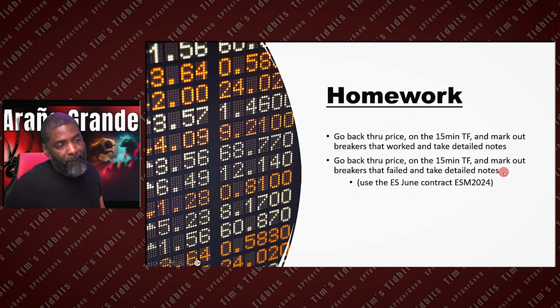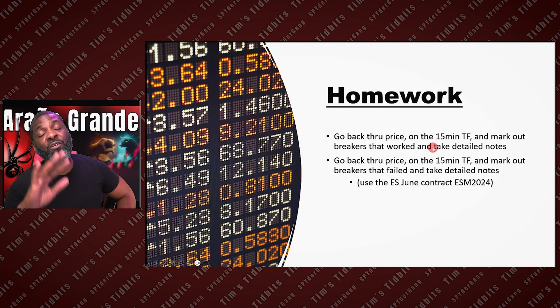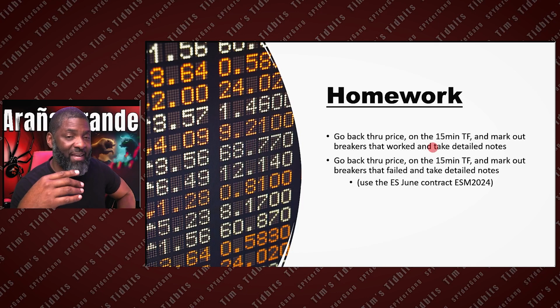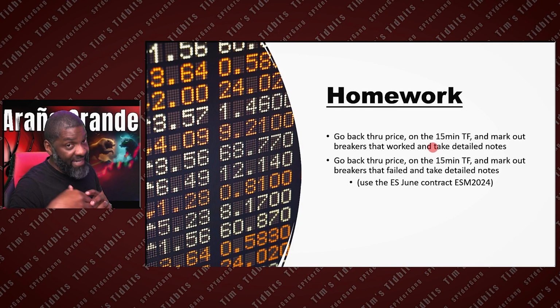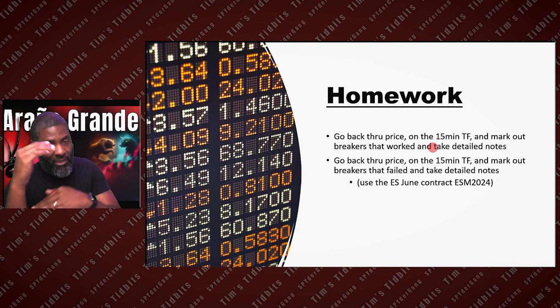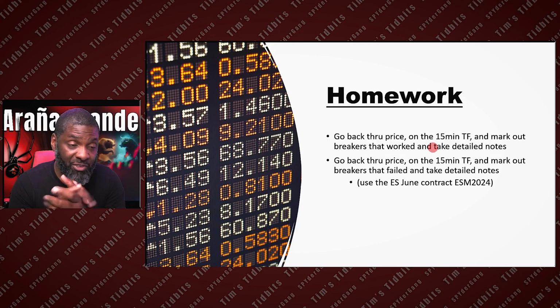Now, homework. Go back through price. Let's use the 15-minute chart. If you can't really find a lot of breaker examples, use the 5-minute chart. If you're finding yourself overwhelmed and it's too much, use a 60-minute chart. But the lower time frames you go, the more examples you're going to get.